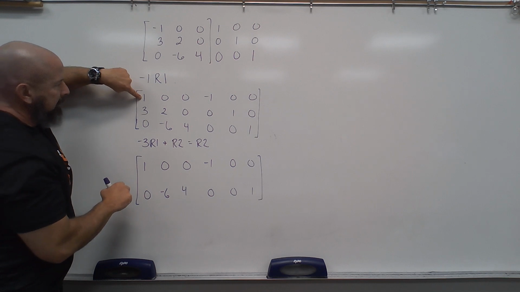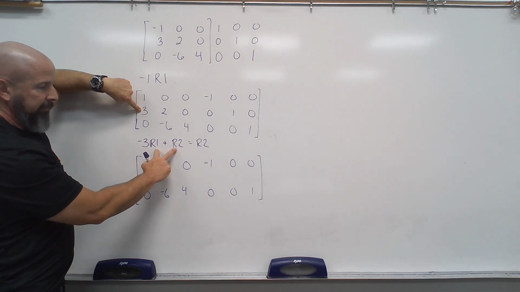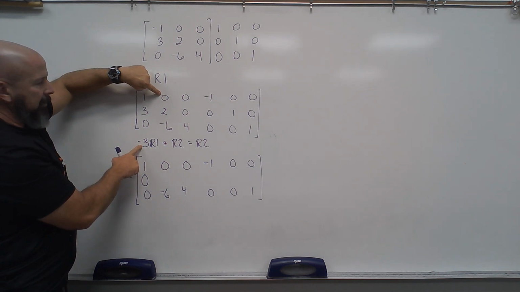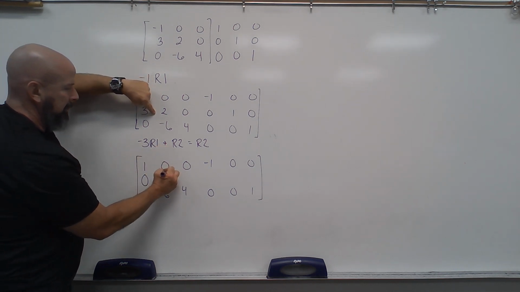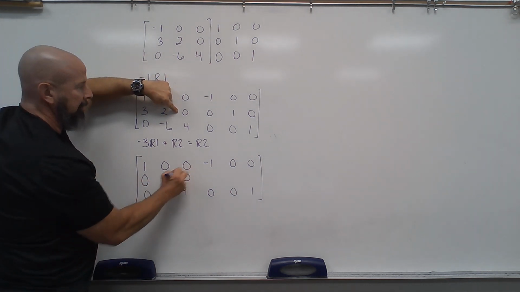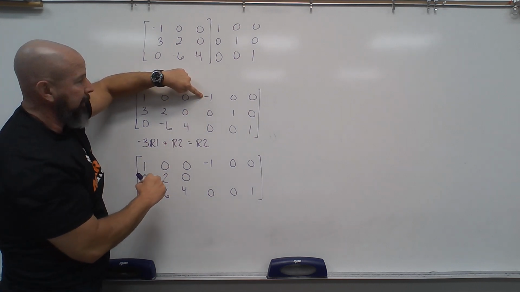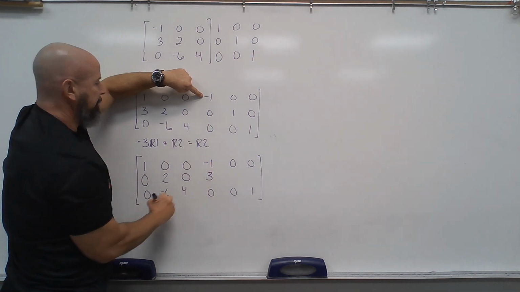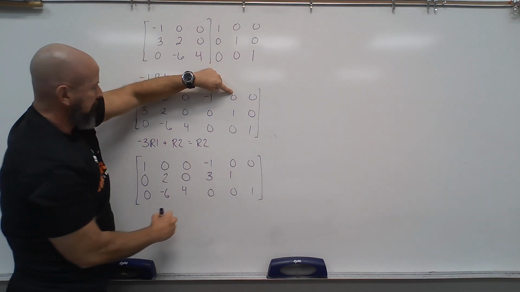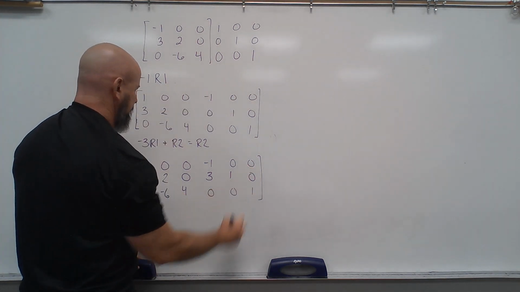So -3 times 1 is -3, plus 3, it says plus row 2, hey, that's 0. -3 times 0 plus 2 is 2. -3 times 0 plus 0 is 0. -3 times -1 is a +3 plus 0, 3. -3 times 0 is 0 plus 1 is 1. And -3 times 0 plus 0 is 0.